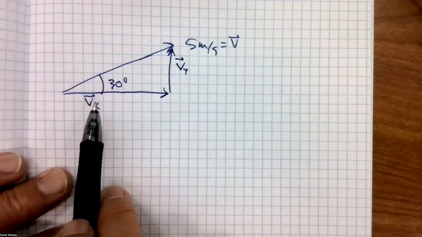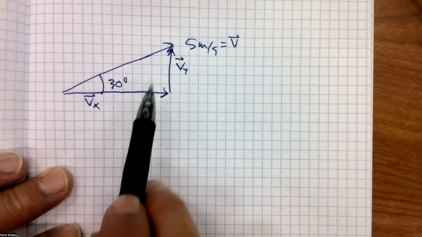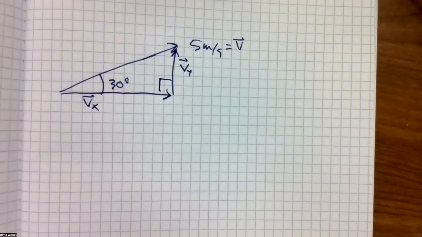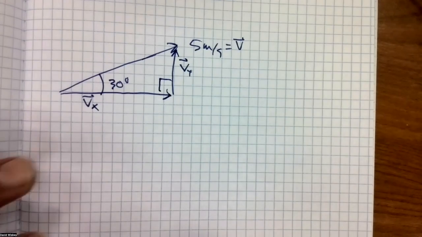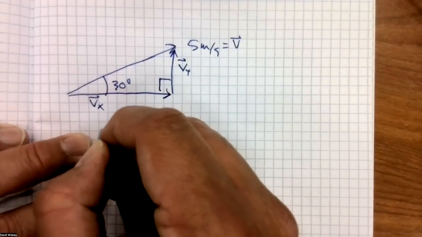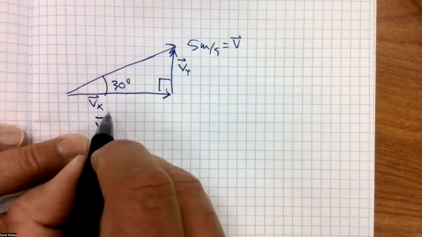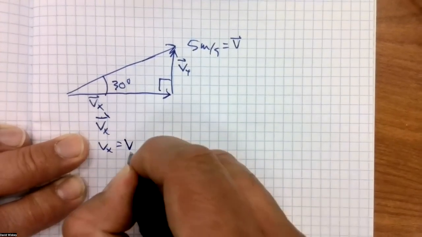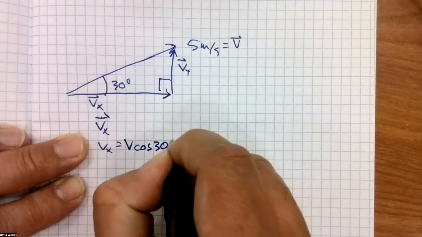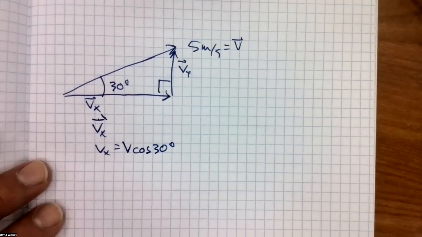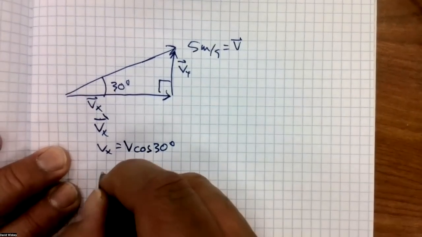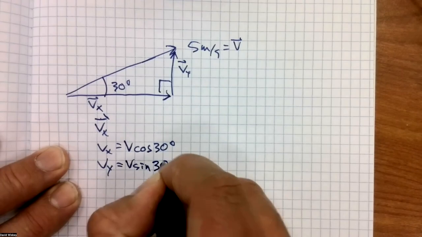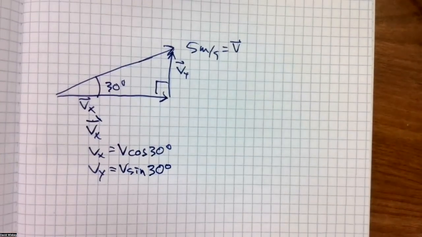And so we want to find X and Y, right? Well, this is just a right triangle here. So we can use what we know from trig in order to get these components, okay? So we know that Vx then, this is my adjacent side here. So Vx is going to equal V times cosine of 30 degrees, right? That's how I get my X. My Y is similar. Then I'll have Vy is equal to V times sine of 30 degrees, okay?